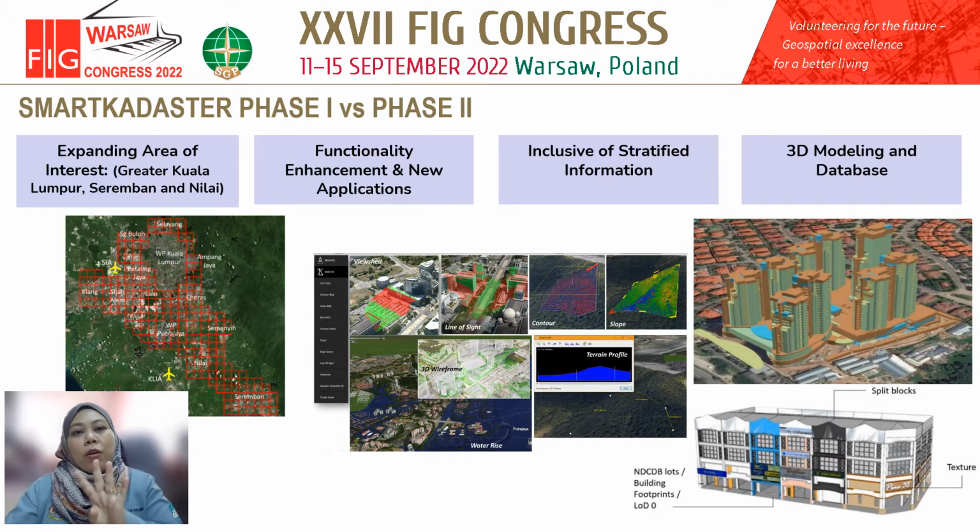There are essentially four distinct differences between SmartKADASTER 1 and 2. These differences are the result of lessons learned from the previous phase. The area of interest, for example, was expanded to accommodate new user demands, and its functionality and new applications were either enhanced or introduced to facilitate applications that go beyond cadastre purposes. The SmartKADASTER city model now has a database that contains stratified data information and other building models with semantics that are available in the CityGML format.